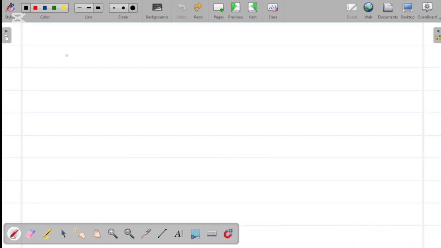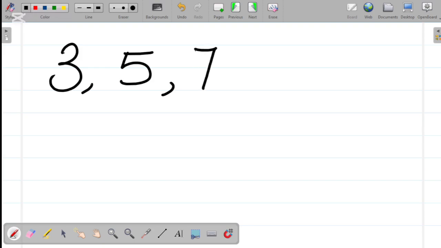All right, so if we have 3, 5, 7, and 9. You notice that this is a sequence because the terms here, or numbers here, are separated by commas and they are arranged in ascending order. 5 is greater than 3, 7 is greater than 5, and then 9 is greater than 7.